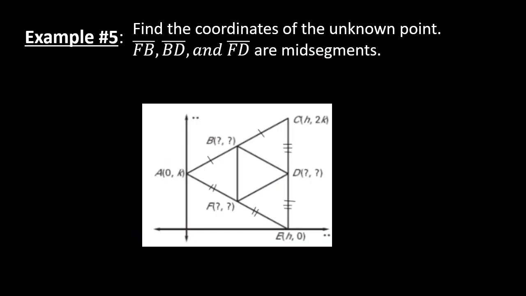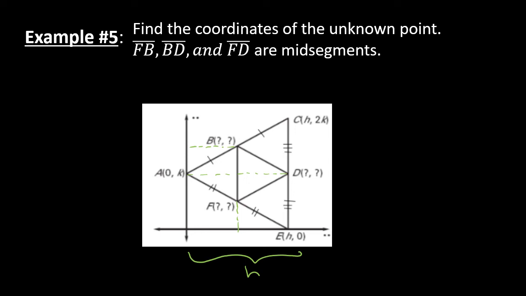All right, example 5. Example 5, we're finding the coordinates of the missing points. And they tell you that segment FB, segment BD, and segment FD are all mid-segments. The good news for that is they've already marked those on my picture. All right, so if we think about what's going on here, sometimes I think it helps to make rectangles out of this. So I can come in here in the middle and that kind of helps. And then here we have this segment and this segment that also come down. So things that would probably be helpful here is knowing that this distance from here to here is H.